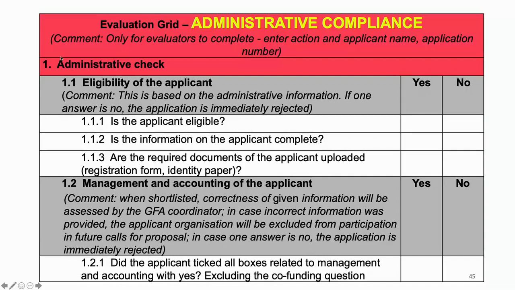Did the applicant tick all the boxes? The very first box there asked whether there's co-funding. That box is not compulsory because co-funding is not a compulsory element. We just want to know whether there will be co-funding on this. The other boxes you need to tick yes. You have an accounting system, you have a procurement system, those things. Okay, now you find on number 1.2, yes.